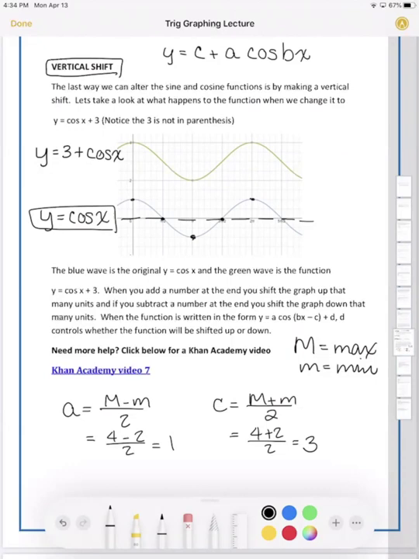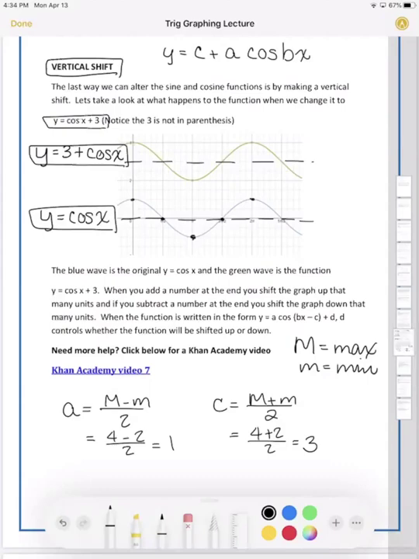Now, let's look up above at this green graph. This is simply y equals 3 plus the cosine of x. It can also be written y equals cosine x plus 3. You can put the 3 before or after the cosine of x. That's fine. And look what it does. It just shifts your graph up 3 units. And so now my midline is the horizontal line at y equals 3.